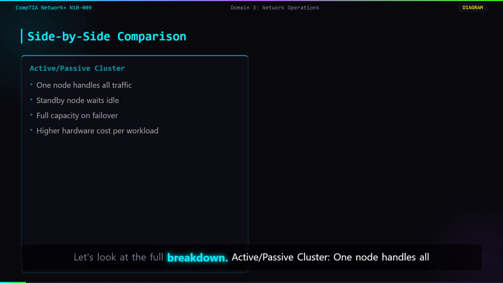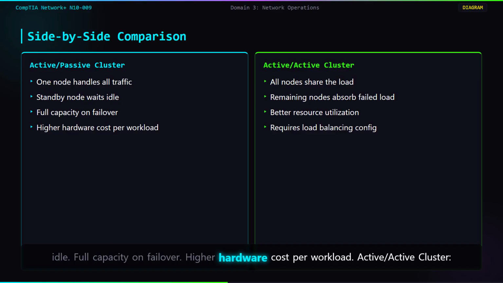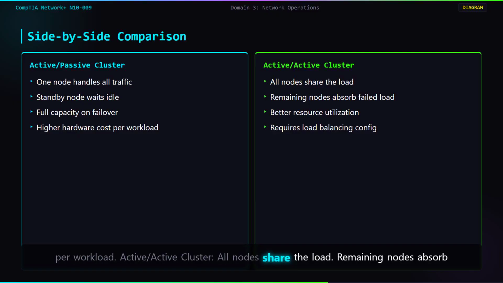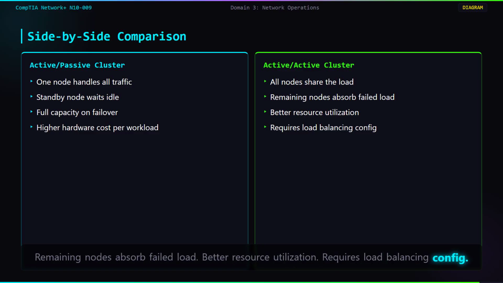Let's look at the full breakdown. Active-passive cluster. One node handles all traffic. Standby node waits idle. Full capacity on failover. Higher hardware cost per workload. Active-active cluster. All nodes share the load. Remaining nodes absorb failed load. Better resource utilization. Requires load balancing config.